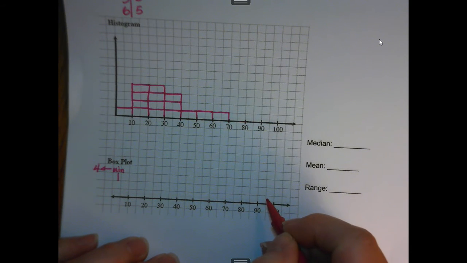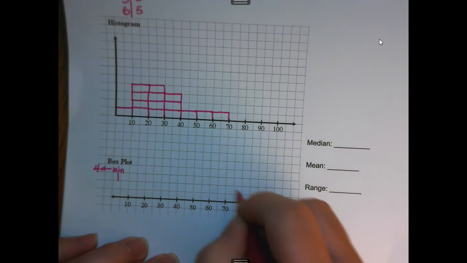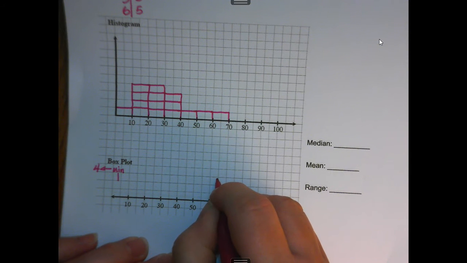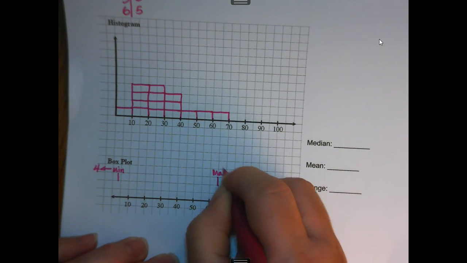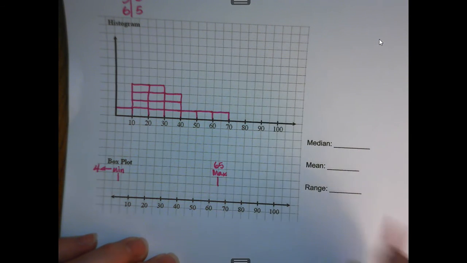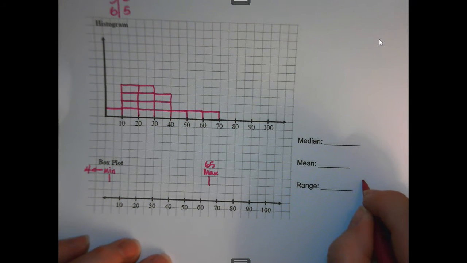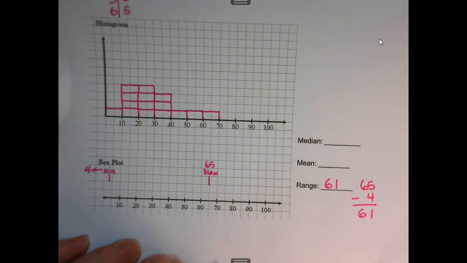And then I'm going to go to my 65, which is between 60 and 70. That's my max, and that's 65. To find my range, I can do 65, subtract 4, and I get 61. So there's my range.